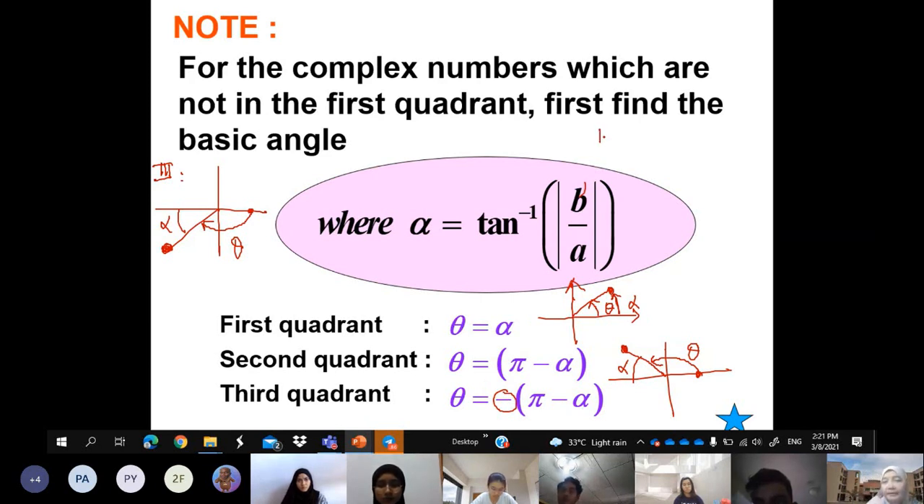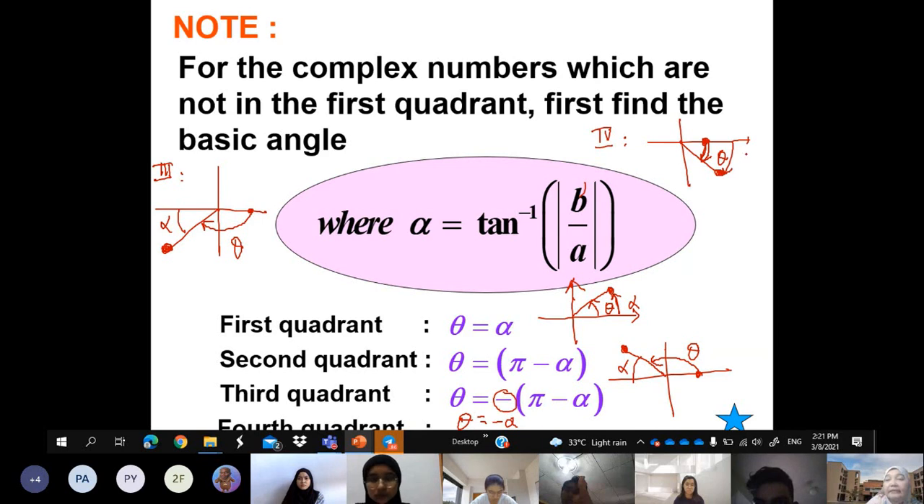For the fourth quadrant, the point lies in the fourth quadrant. This is from the positive x-axis to the line; this is theta. Find the alpha, so theta equals negative alpha. Why?